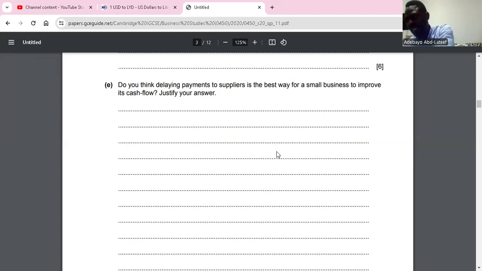Yes. Then I said, a business can also improve its cash flow through other means, not only delaying payment. Because when you delay payment, you are losing the trust of your suppliers. So you should try to think about other means of improving your cash flow, which I use there, overdraft. For a small business, you can take an overdraft, because an overdraft is a short-term loan which allows you to withdraw more than your available bank balance. By so doing, you will be able to inject more cash into the business. That means you won't be having problems with your suppliers.